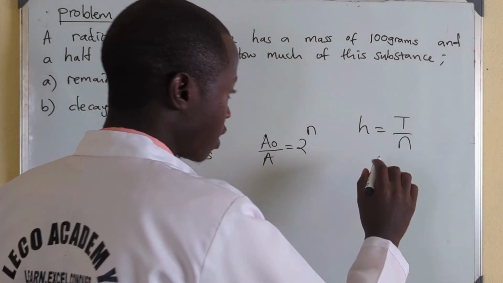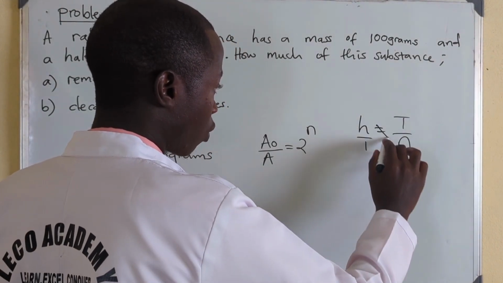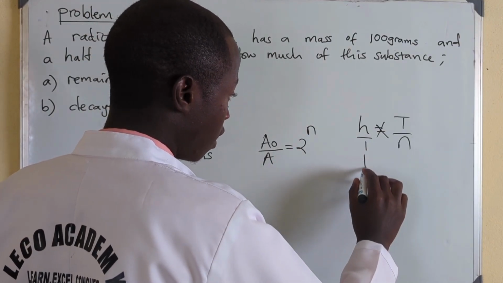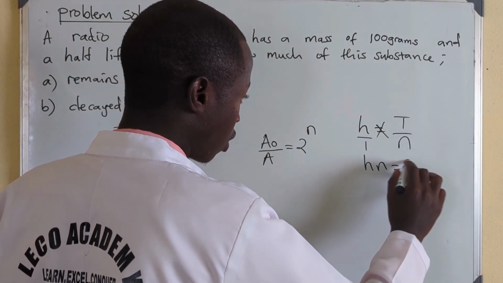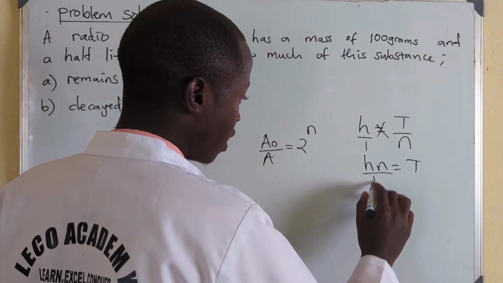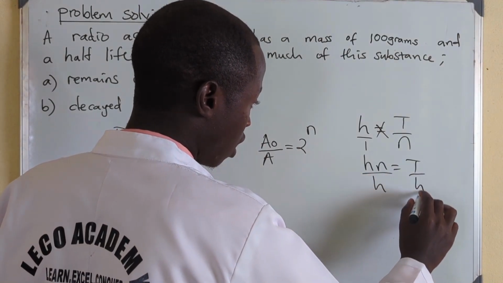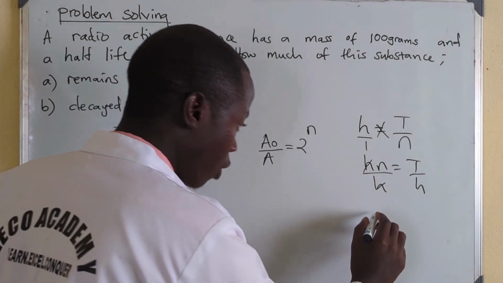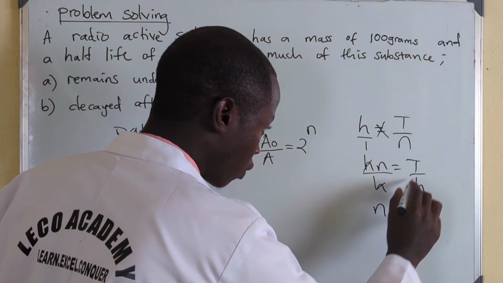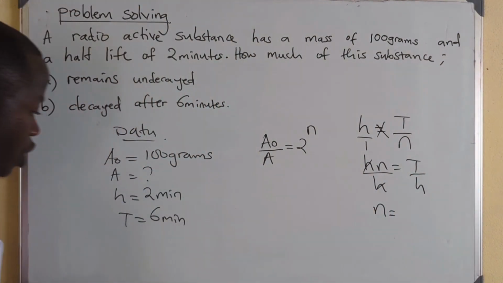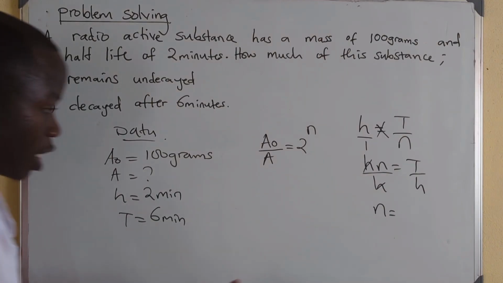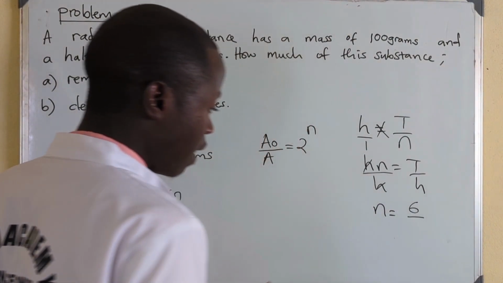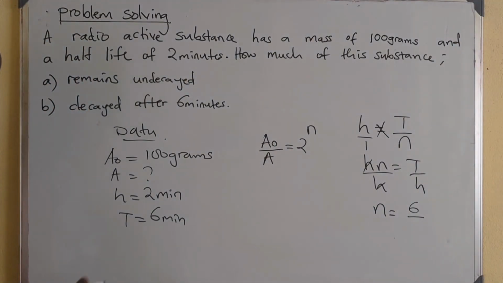To make n the subject of the formula, we cross multiply. So h multiplied by n, hn, is equal to t. We then divide by h, so the h's cancel. Here we are going to remain with n equal to the period, which is 6 minutes, divided by the half-life, which is 2.